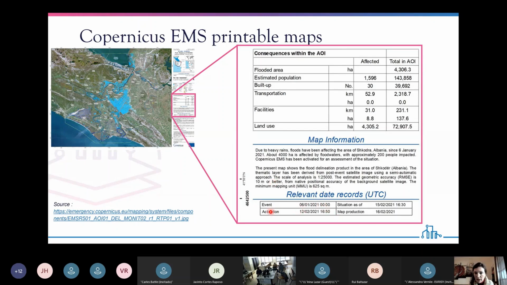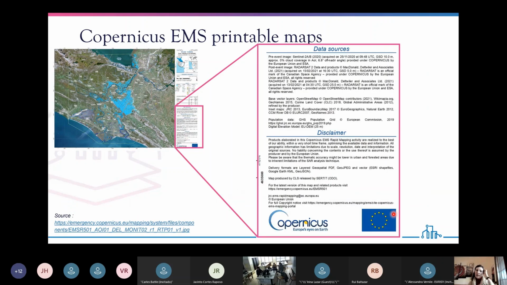And then the date records with respect to the event, the activation. So you see that it was activated 1 week after the event itself, when the image was acquired and when the map was produced. So only 1 day after the image was available. Here we have additional information with respect to the data that were used for producing this map. As we will see, we are going to discuss all morning about these types of maps. So we are going to provide details about it.